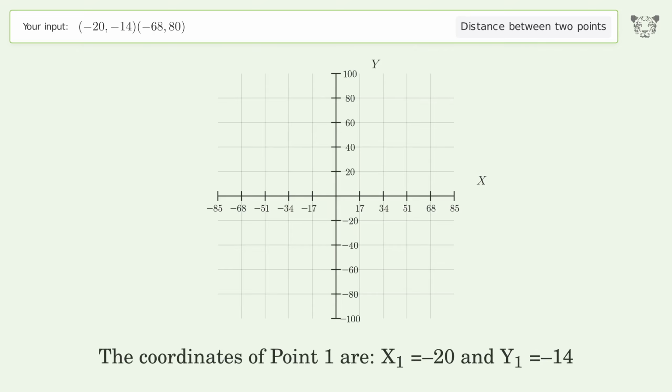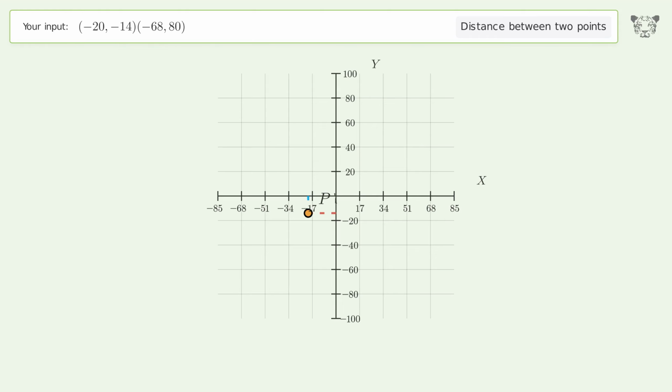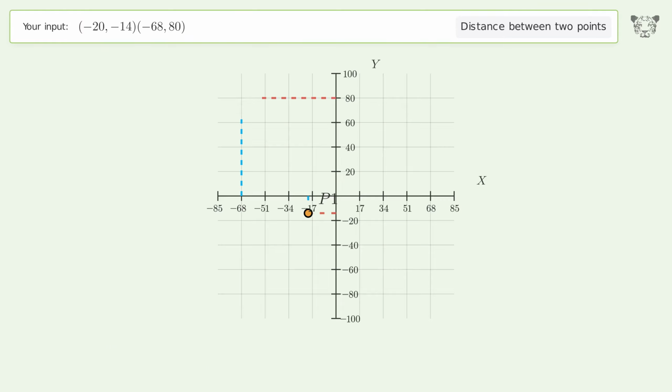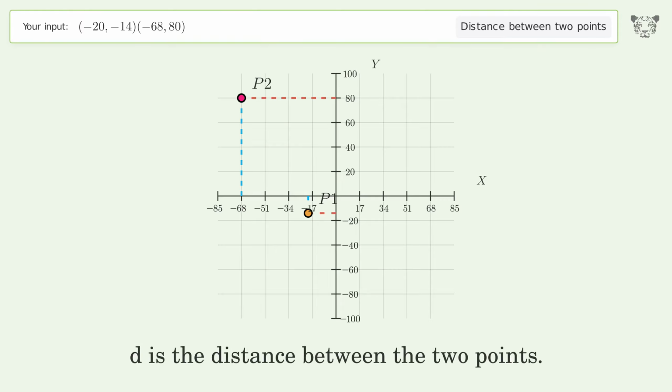The coordinates of point 1 are x1 equals -20 and y1 equals -14. The coordinates of point 2 are x2 equals -68 and y2 equals 80. D is the distance between the 2 points.